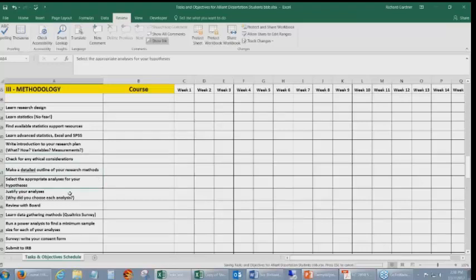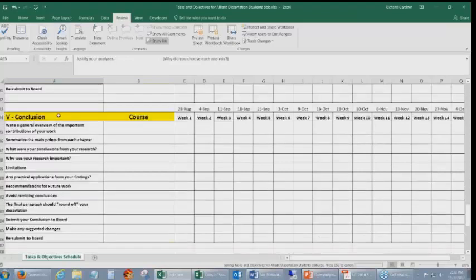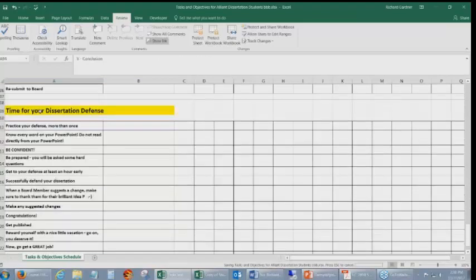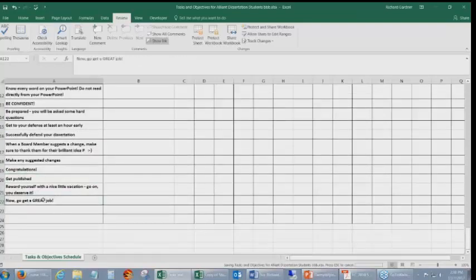And okay, there's the results. I also put something in there for conclusions, and then time for your dissertation: practice, practice, practice. Be confident. Succeed. Get published. Reward yourself. Go out and get a job. Hopefully that'll all come in that order.